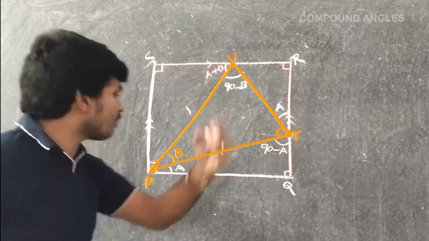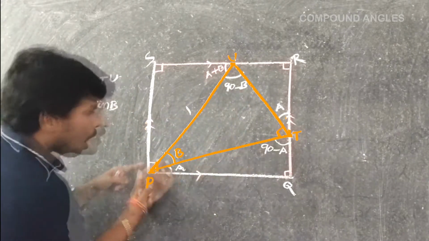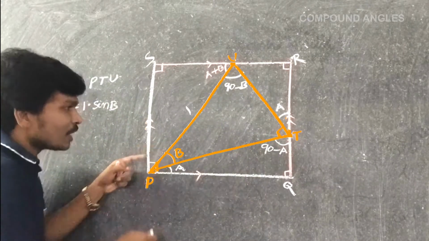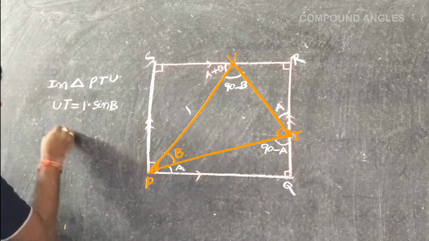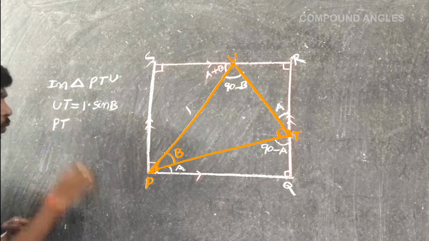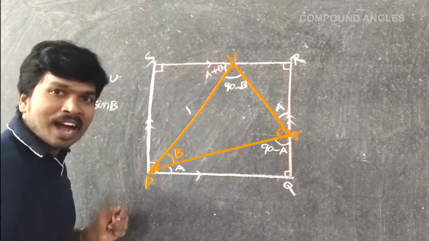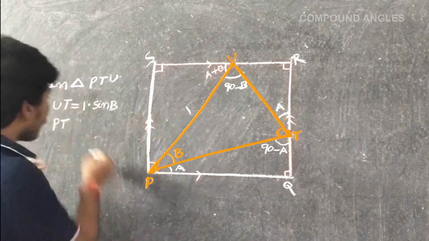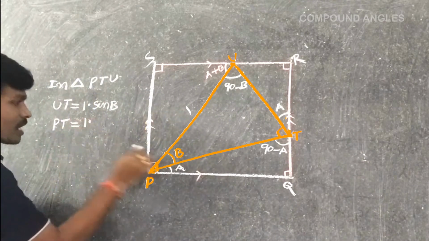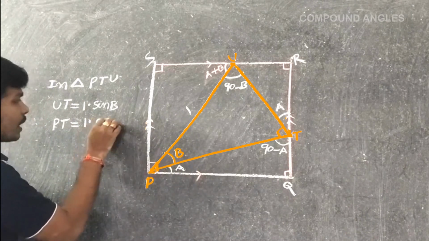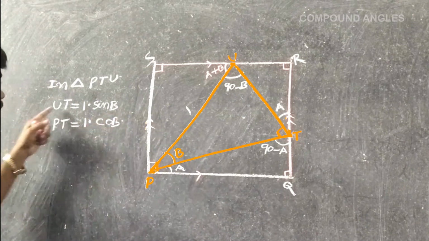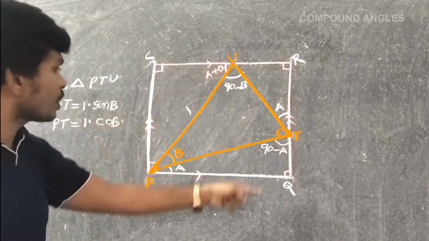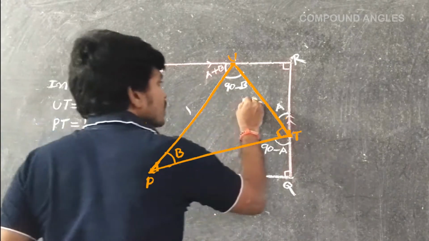Can you say PT value? This PT is the adjacent side of angle B. So that's why this PT is equal to, can you say the adjacent side formula? Adjacent side is equal to hypotenuse into cosine of angle B, means cos B. So that's why we got UT value and PT value. So UT value how much? UT value is sine B.